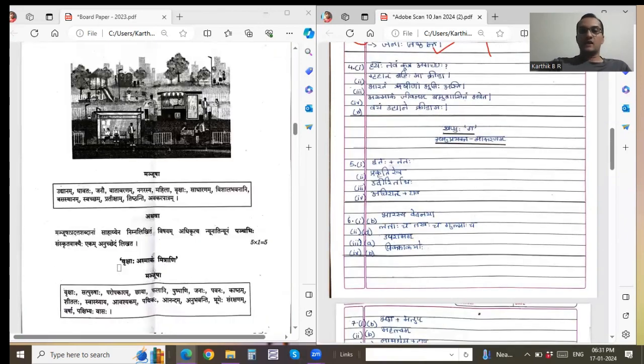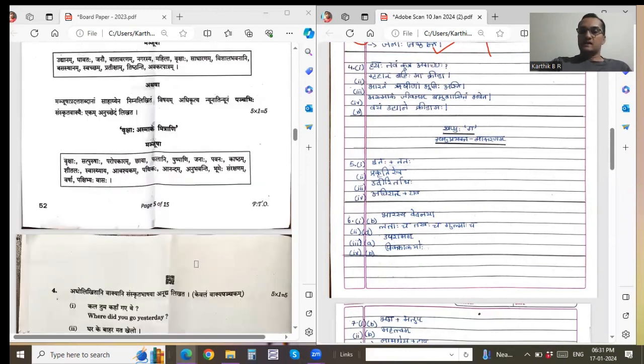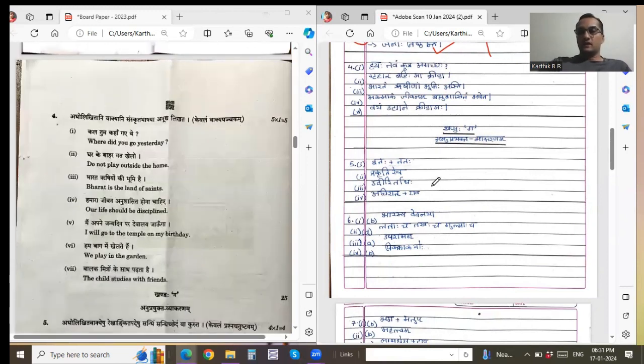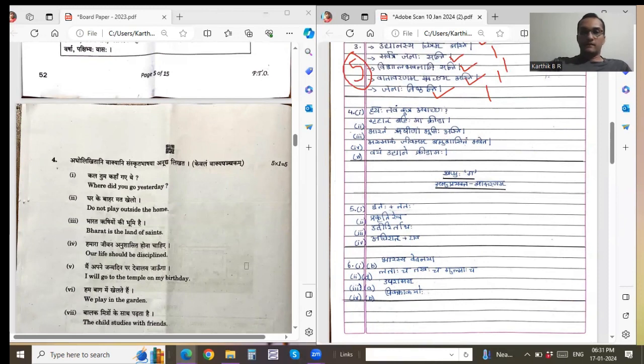Third main, the student has not opted for the Vrikshaha Asmakam Mitrani section. So that is an optional question. So the fourth question, Anuvadaha. There are 7, only 5 have to be translated. Kal tum kahan gaye the? Where did you go yesterday?